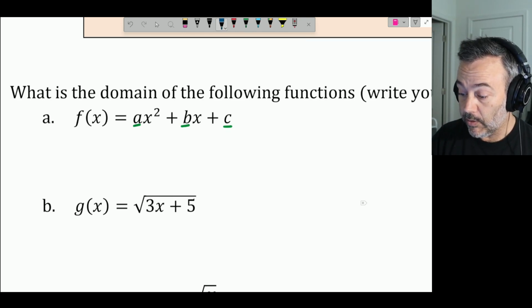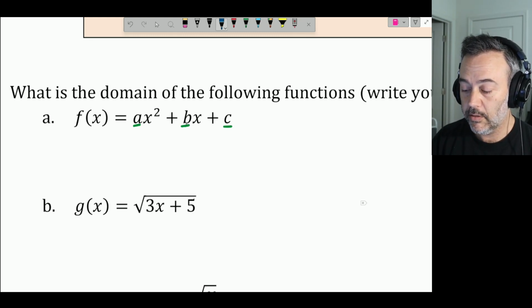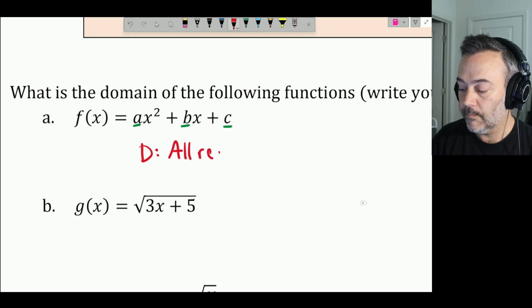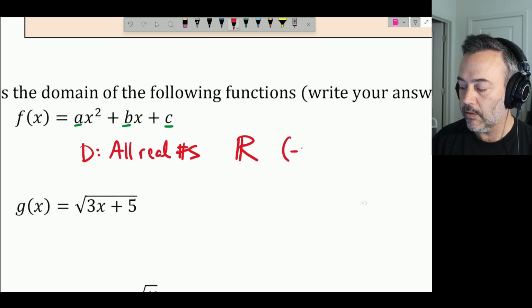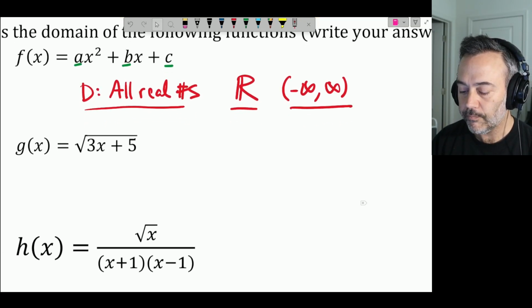And when you have a quadratic equation like this, you can plug in anything you want because you can square any number, multiply it by a, take that number, multiply it by b, and sum up these 3 terms. And you'll always get exactly one number out. So the domain is all real numbers. We had a shorthand notation for that, all real numbers, and an interval notation, negative infinity to infinity. If you wrote any one of these 3, I would take it.